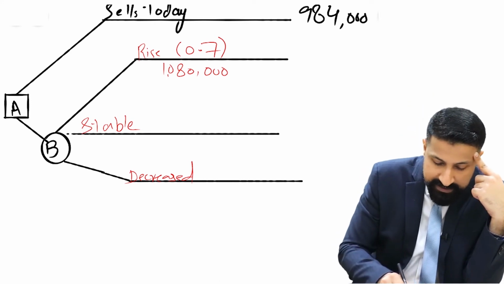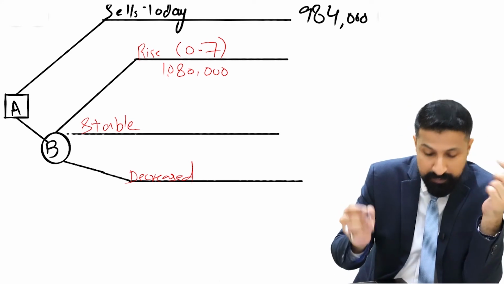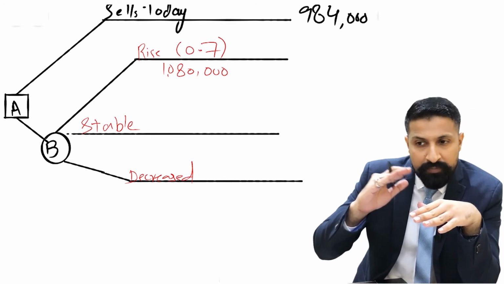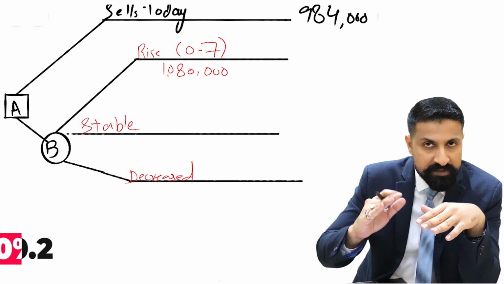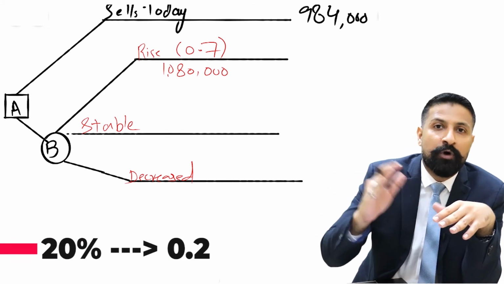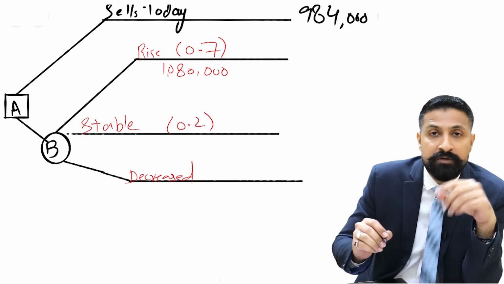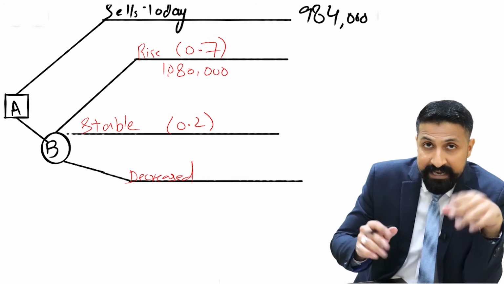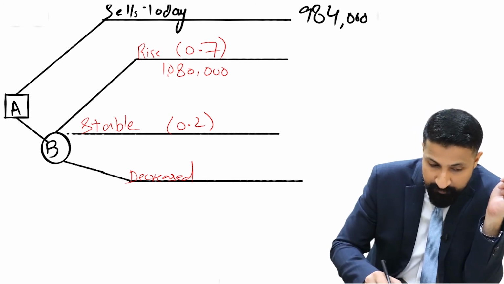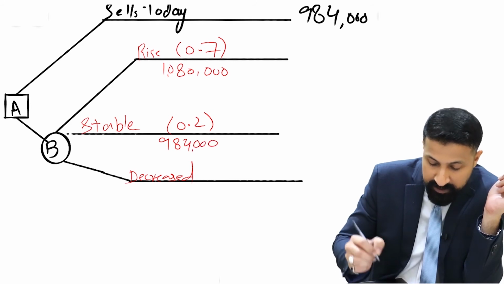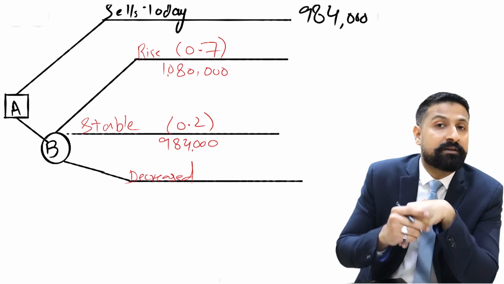What if the prices remain stable? Then what is the probability? You remember the probability of prices remaining stable was 20%. So 20% probability means 0.2. And what was the net amount he was expected to get in his hand? The net amount was 984,000.